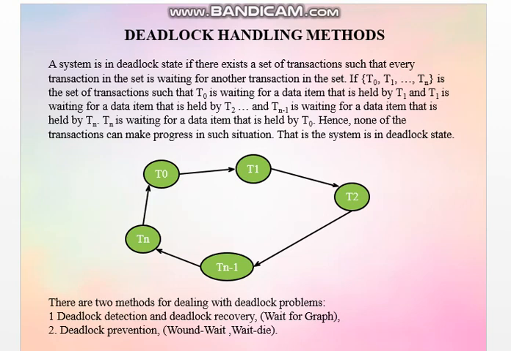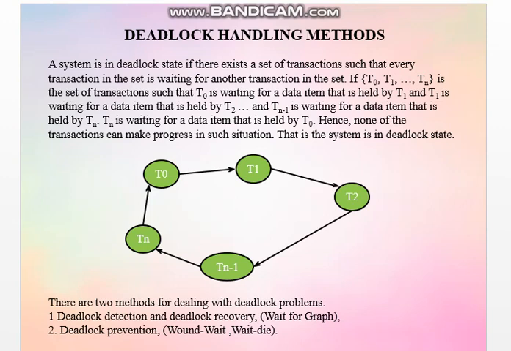There are two methods for dealing with the deadlock problem. One is deadlock detection and deadlock recovery. For that, we will be using the wait-for graph. Another is the deadlock prevention method, that is wait-die and wound-wait.